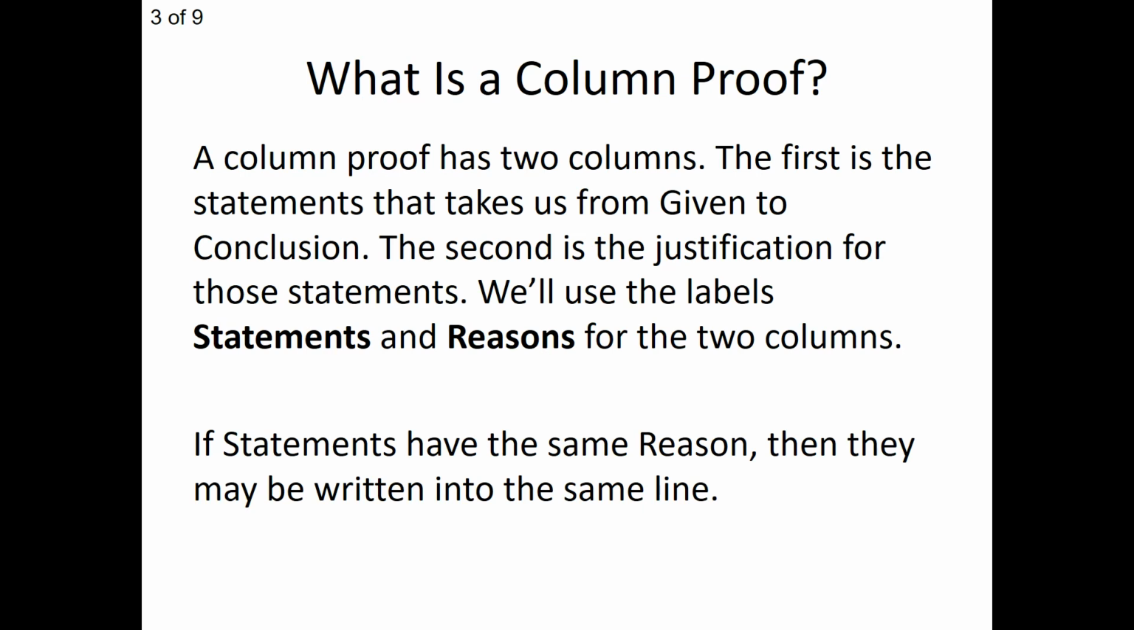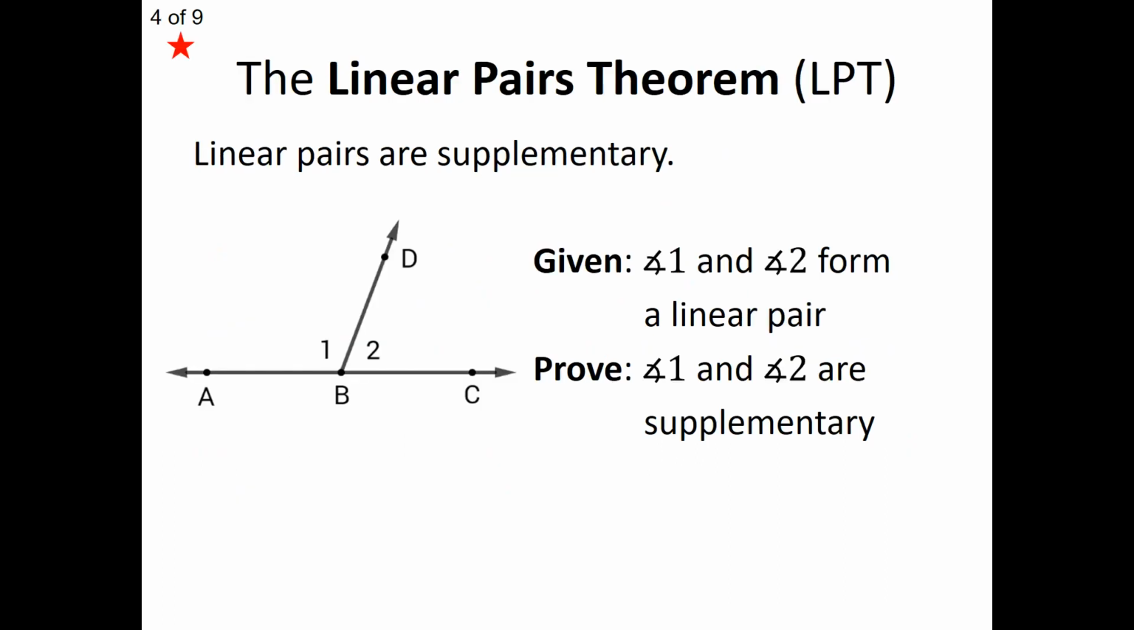One thing that we can do in a column proof, which you will see that I have done in some of my column proofs, is that if I have two or more statements that have the same reason back to back, then they may be written on the same line. You'll see an example of that in the two column proof. So with that, let's jump into our first set of geometrical theorems.